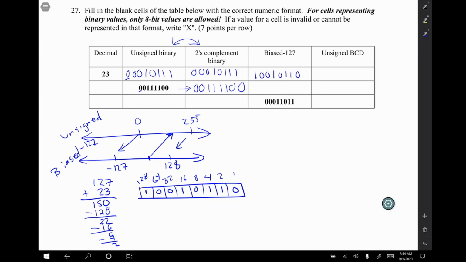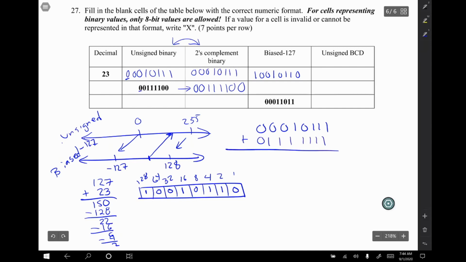Now another way of doing this, notice that we added 127 to this. Well, we could have done this in binary, so we could have taken the 00010111, that is unsigned binary, or 2's complement. Let's look at the 2's complement. And then we add 127 to it, which is a 0 followed by 7 ones.